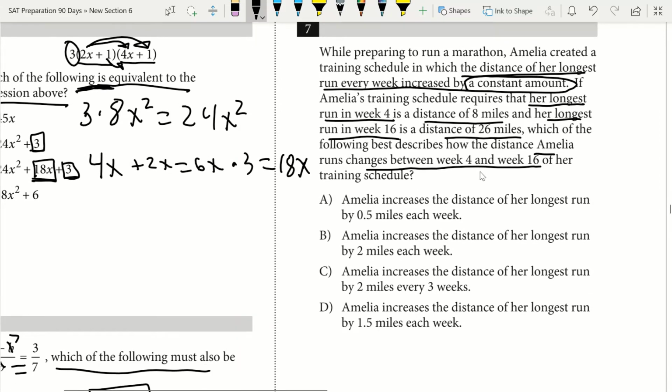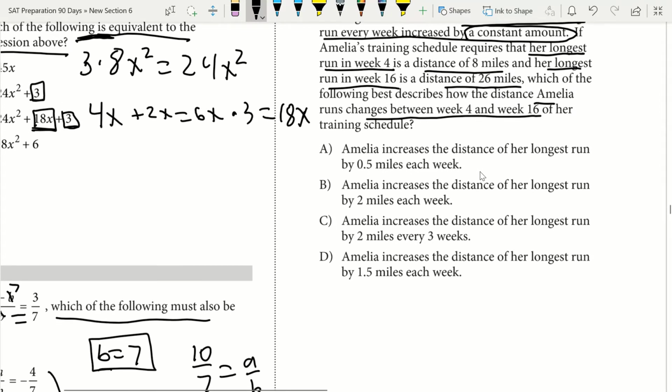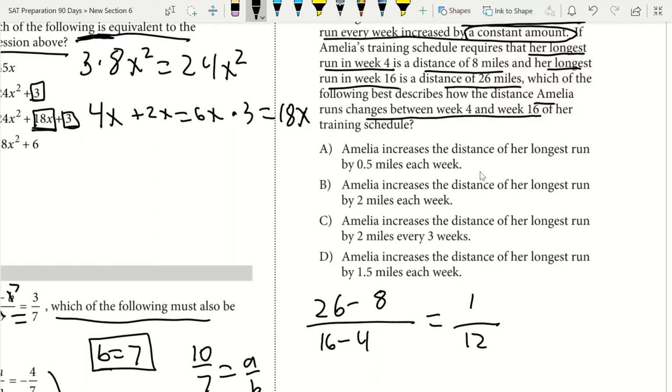Well, we know it has to increase by a constant amount, so that's going to be our slope. We see that our time, so our units of weeks, we go from week 4 to week 16, so we got 16 minus 4 there. We know that that's 12 on the bottom. We know that our longest run at week 16 is going to be 26 miles, and our shortest is going to be 8 at week 4. So 26 minus 8 is going to leave us with 18. 18 over 12 can be simplified down into 3 over 2, which is 1.5. So we know that her distance of her longest run will increase by 1.5 miles per week, because we had weeks down here and we had miles up top.